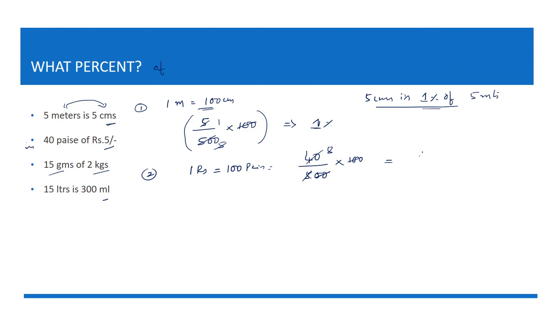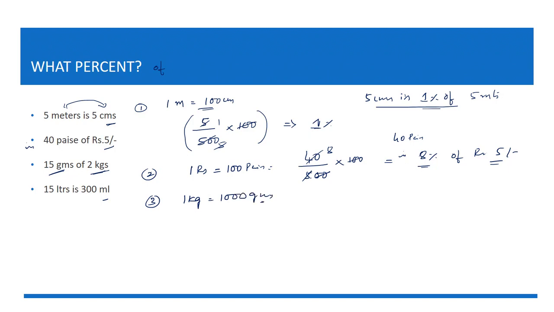This is going to be 8%. So what you can say now, 40 paise is 8% of rupees 5. Hope you are understanding. Let us go with the third one. It is given in terms of grams as well as kgs. That's what you need to convert. 1 kg is equal to 1000 grams.